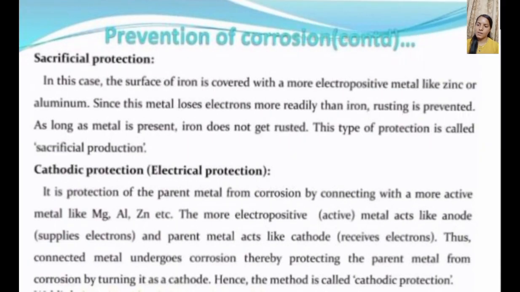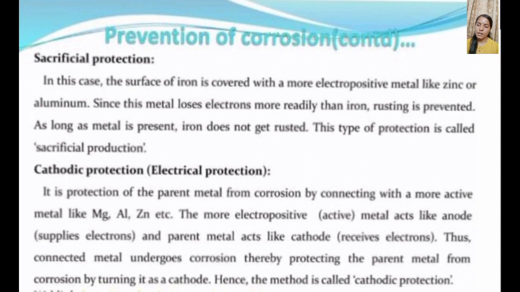Now let us see about sacrificial protection. In this case, the surface of iron is covered with a more electropositive metal like zinc or aluminium. Since this metal loses electrons more readily than iron, rusting is prevented. As long as the metal is present, iron does not get rusted. This type of protection is called sacrificial protection.